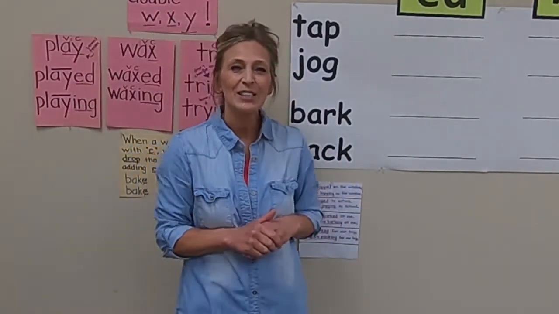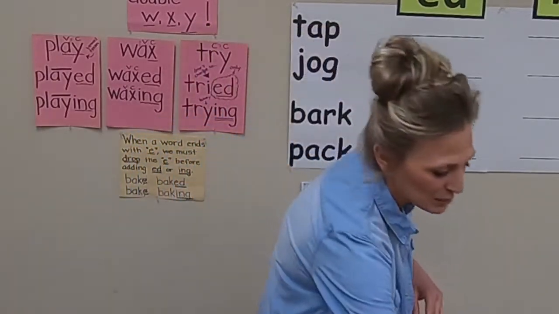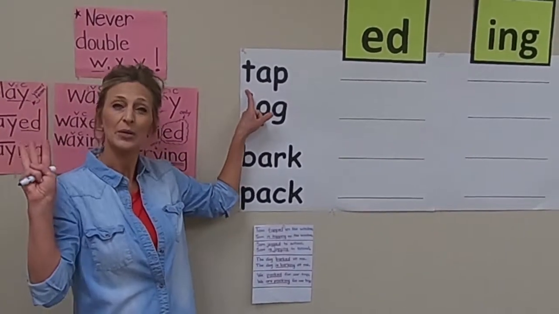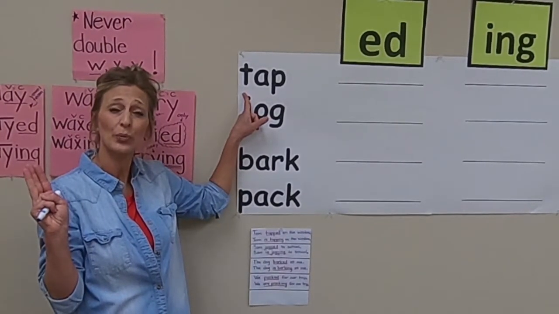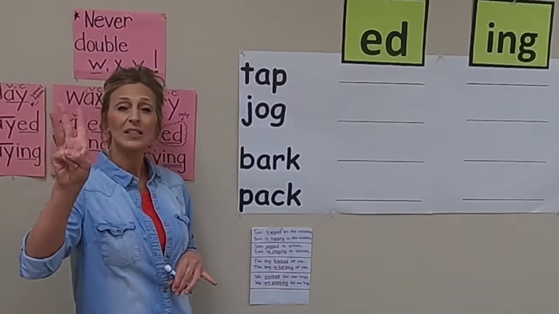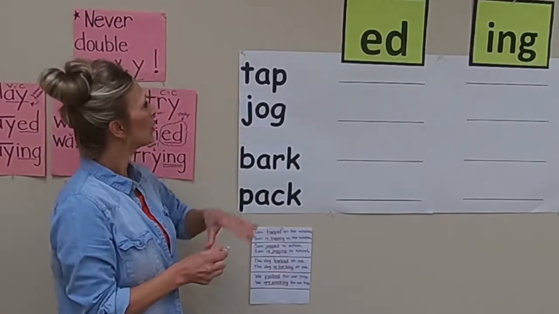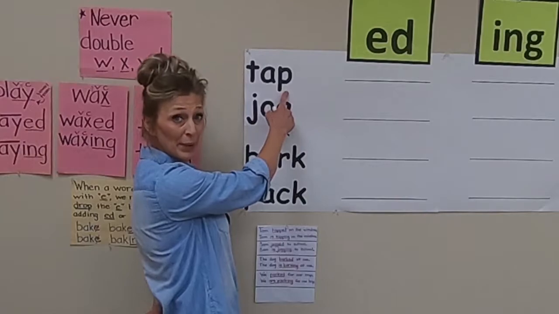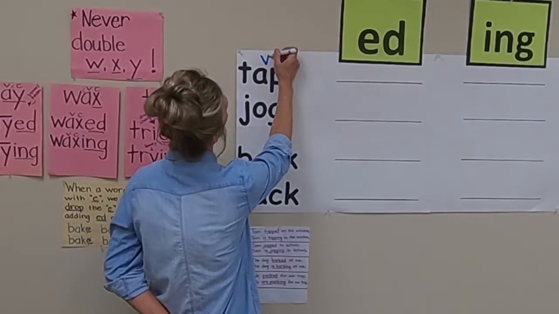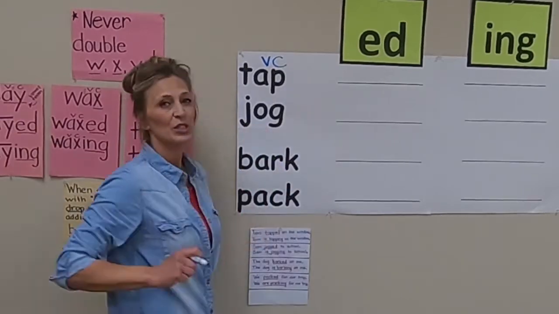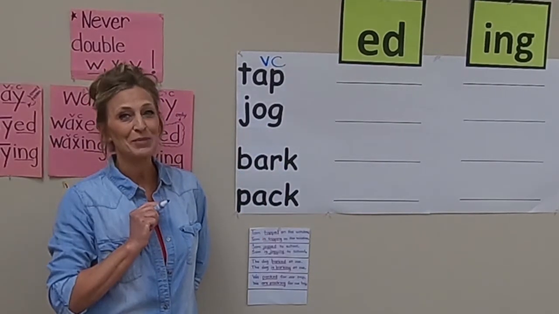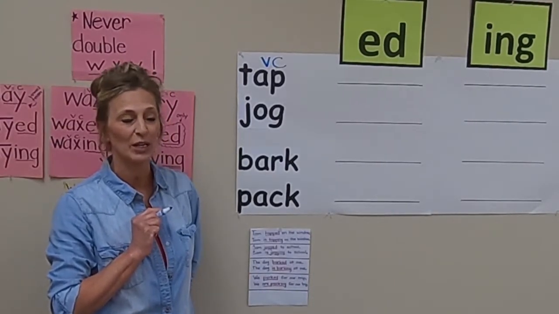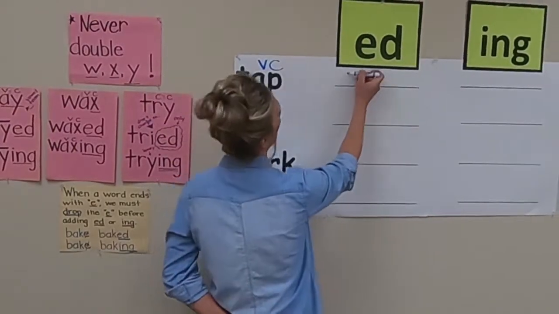All right, let's get started with some words and some examples. Here we have tap, and we know to segment and blend those words together so we know what the root word is to begin with. Tap, tap. Now we're only going to look at the last two letters of the word. So here I have an A and a P. We know A is a vowel and P is a consonant. So remember our jingle. When the word ends with a VC, we have to double the last letter before we add ed or ing. So I'm going to write my root word, tap.